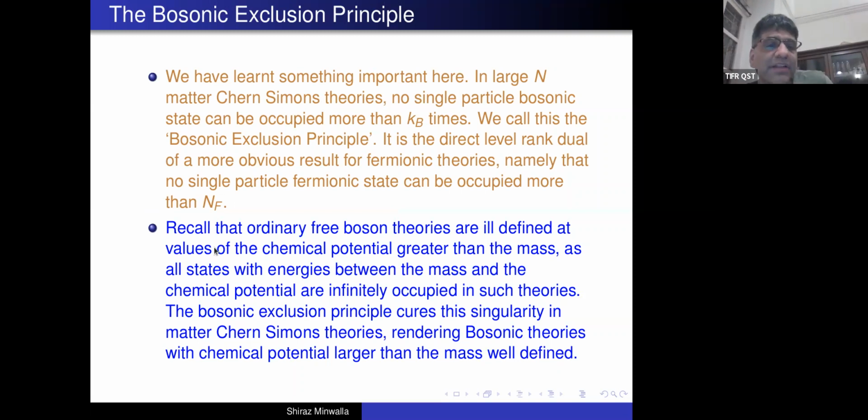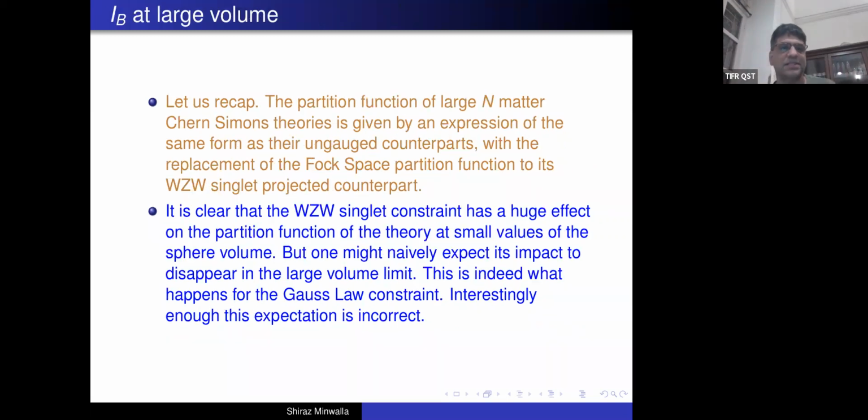You see immediately here that the bosonic exclusion principle cures this instability. Because the exclusion principle tells you that no matter what you do, you cannot occupy any single particle state with more than kb bosons. So if the chemical potential is larger than the mass, those states may get pretty highly occupied, but that occupation number will end at kb. So there's no runaway instability. So we see already from here that the instability of free bosons is going to be cured at all values of chemical potential by this bosonic exclusion principle, which is an interaction effect, but a very simple interaction.